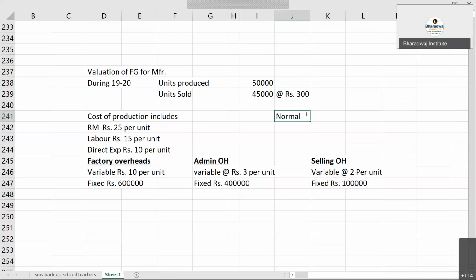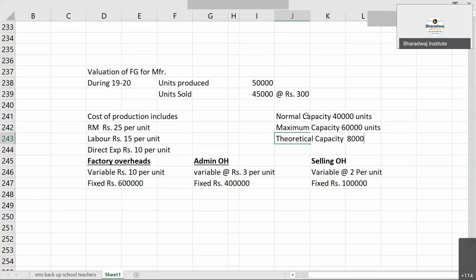Okay. Normal capacity 40,000 units. Maximum capacity 60,000 units. Theoretical capacity 80,000 units. So maximum capacity allows for some loss of idle time, while theoretical capacity is not possible to achieve at all because that is based on the standard test conditions.